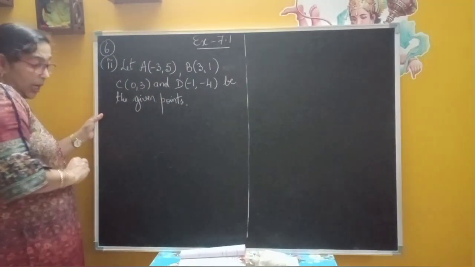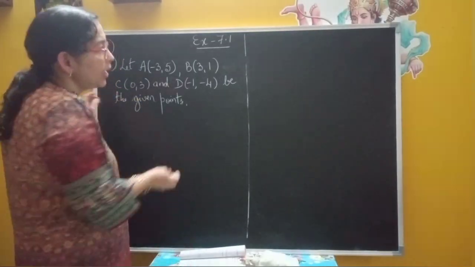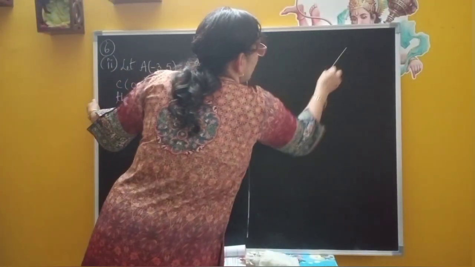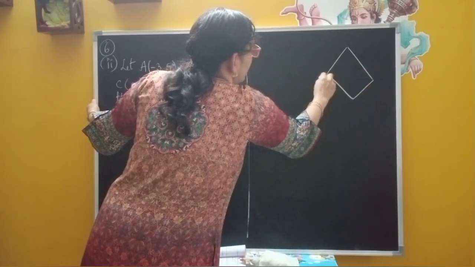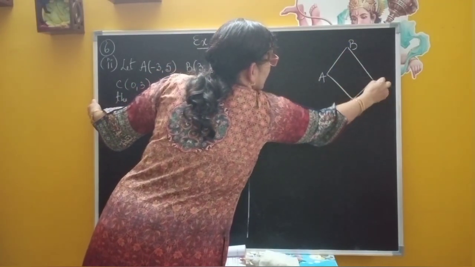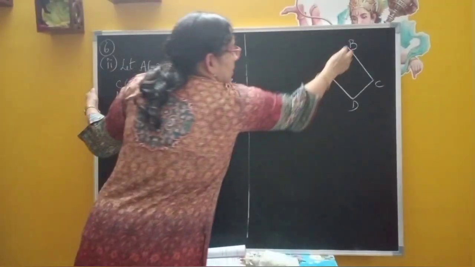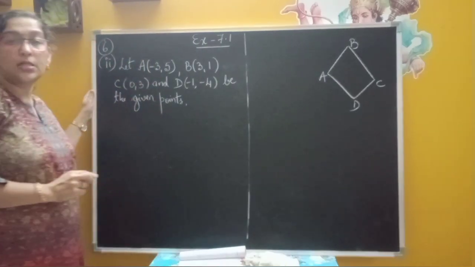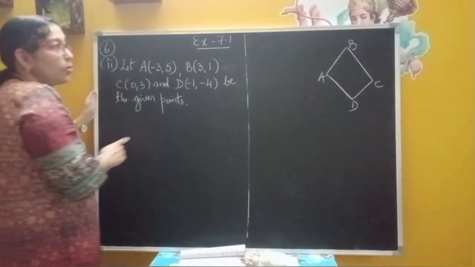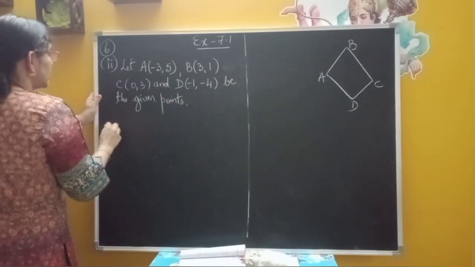Now we have to find the lengths of the sides of the quadrilateral. For example, suppose you have a quadrilateral like this. If we name them A, B, C and D, which are the sides? AB, BC, CD and DA. These are the consecutive sides. So we have to find the lengths of those sides. Let us find AB first.